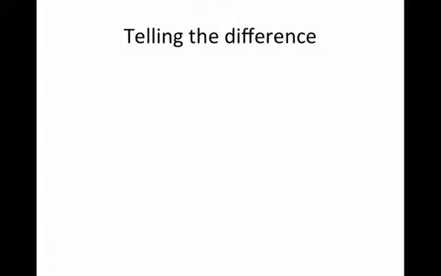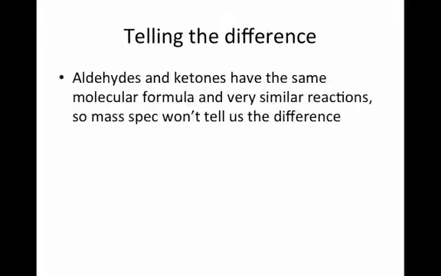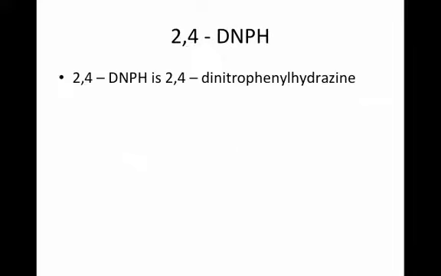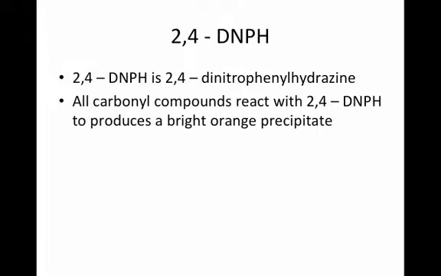So, finally, how do we tell the difference between our aldehydes and ketones? They have the same molecular formula and very similar reactions. So mass spectrometry is not going to help us, and very few of the reactions are. They don't often have different colours, they smell the same, we're kind of stuck. Thankfully, there's a few chemical tests. The one we're going to be talking about today is the use of 2,4-DNPH. That stands for 2,4-dinitrophenylhydrazine. Don't worry what that looks like, it's a big complicated molecule. I can show you on Monday if you like.